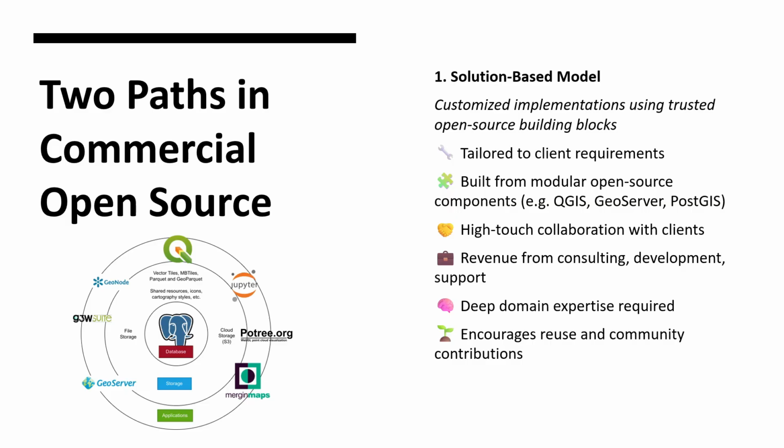And importantly, this model encourages reuse and community contributions. Improvements made for one client can benefit many, strengthening the ecosystem as a whole. This path shows that open source isn't just about code. It's about delivering value, building trust, and solving real-world problems with transparency and agility.